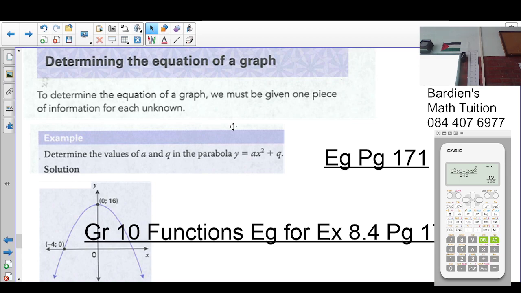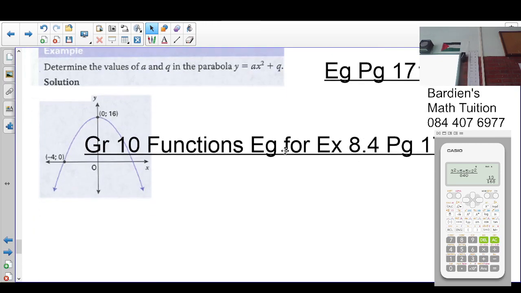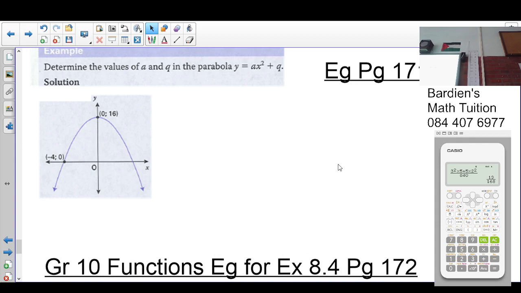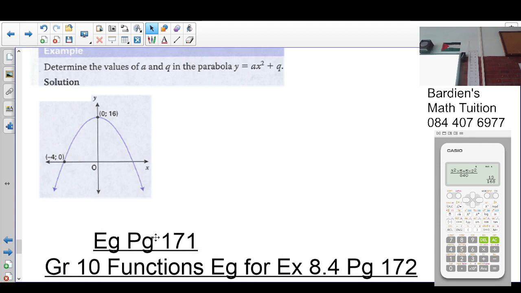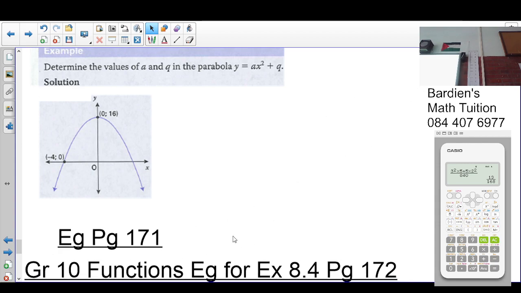But anyway, let's look at the example. The example's on page 171. We're looking at the examples for exercise 8.4. Now you're going to find 8.4 to be very simple. Why? Because we have done all these graphs already. But as more revision for you guys, your homework will be exercise 8.4. You're just going to do a run again through all of those examples. And if you have a problem, you just let me know tomorrow.